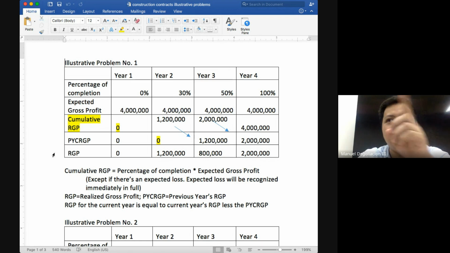Get the percentage of completion, multiply it with the expected gross profit so that you would get the cumulative RGP and then deduct the previous year's cumulative RGP. That's how you will get the RGP. Regardless of the fluctuations in the expected gross profit, that procedure will work. Okay? So please don't think of that shortcut, class.